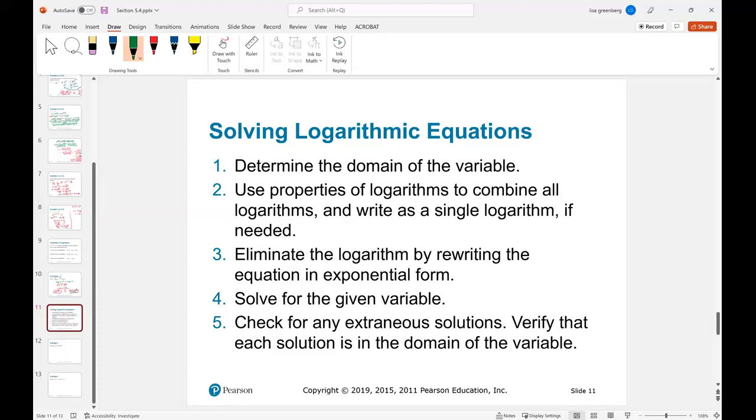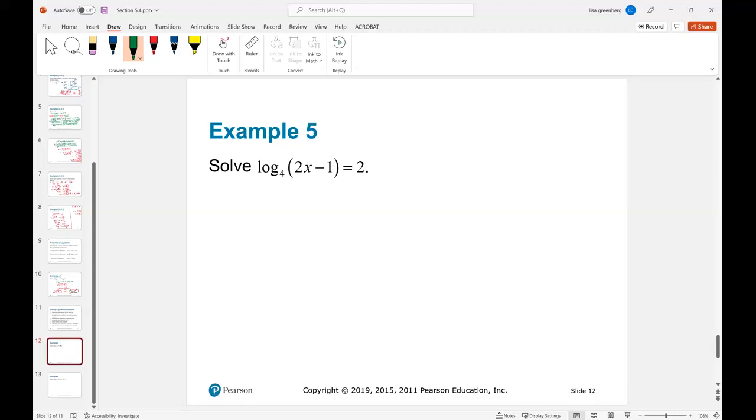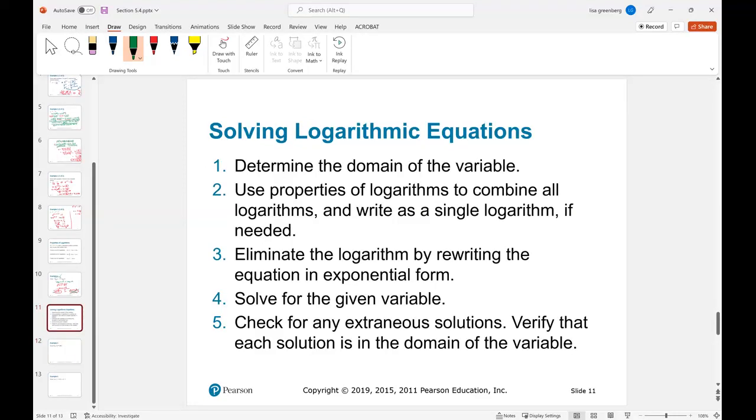Okay, so solving logarithmic equations. First, we want to determine the domain of the variable, use the properties of logs to combine all the logarithms and write as a single log, eliminate the logarithm by rewriting the equation in exponential form, solve for the variable, and check for extraneous solutions. So that is basically our marching orders. So here, let's see. Determine the domain of the variable.